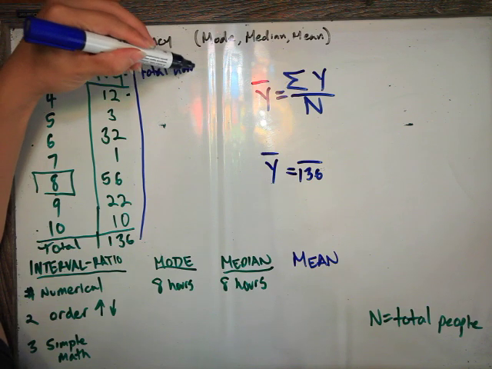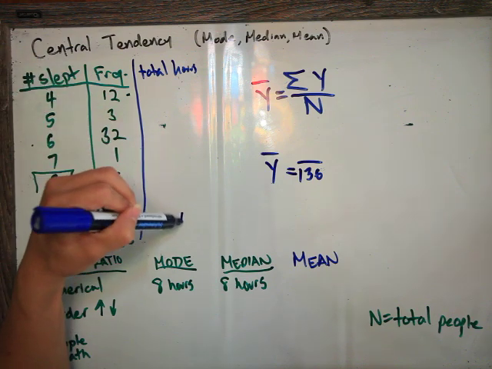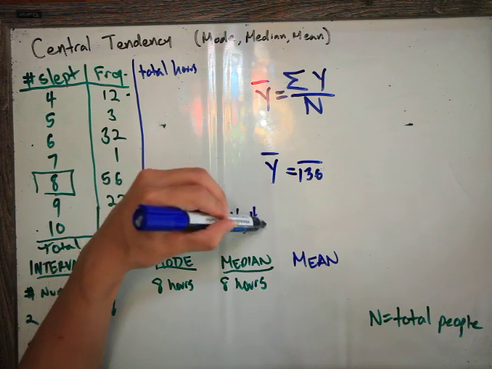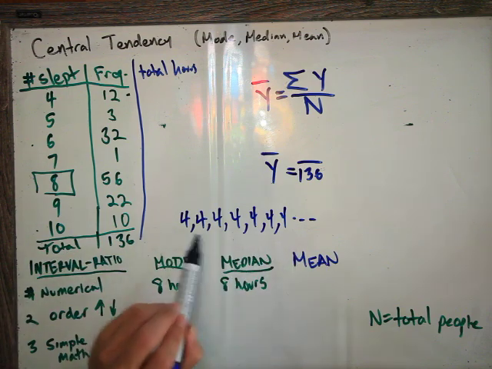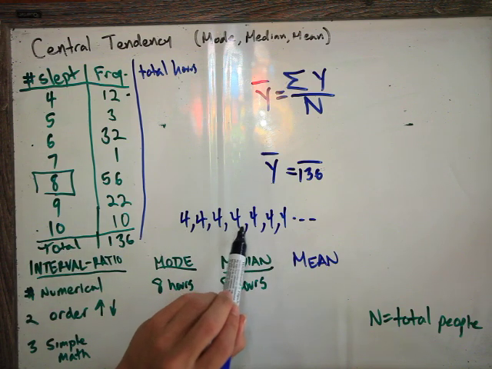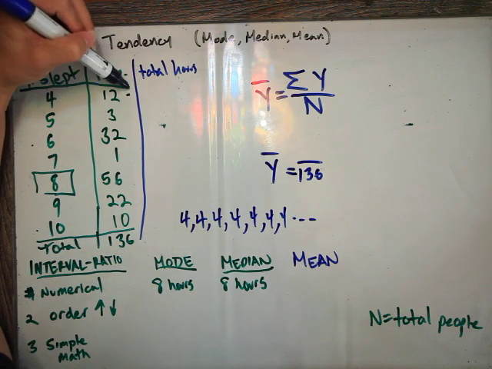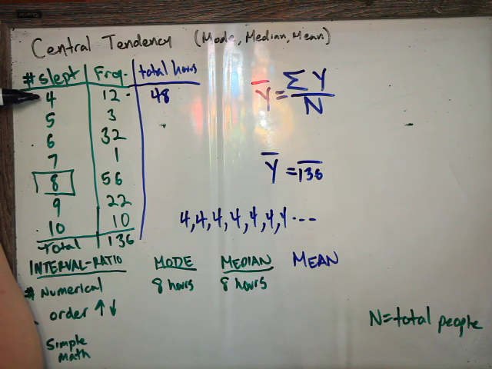So now we're finding the total hours slept by all the people who slept 4 hours. So 12 people slept 4 hours, right? So if we wrote this out in long form, that would be 12 fours, right? And we would add all those up. So 4, 8, 12, 16, 20, 24, etc. until we got to 12 numbers, which would be 48 total hours by all of the people who slept 4 hours. And we would do that for each value here.